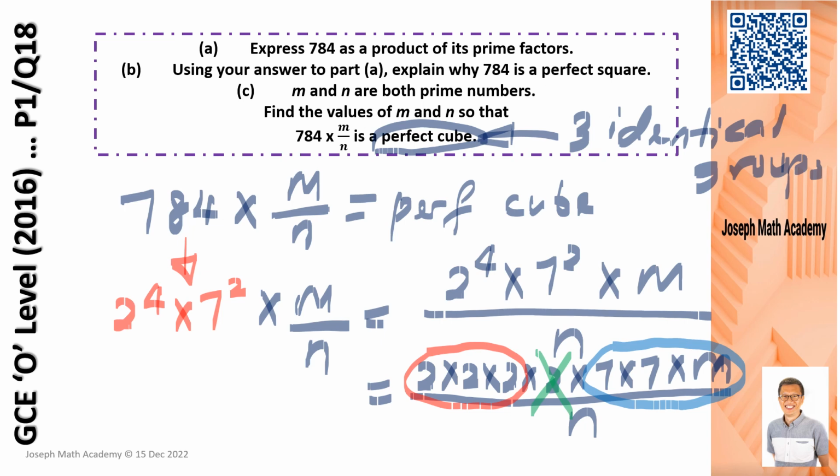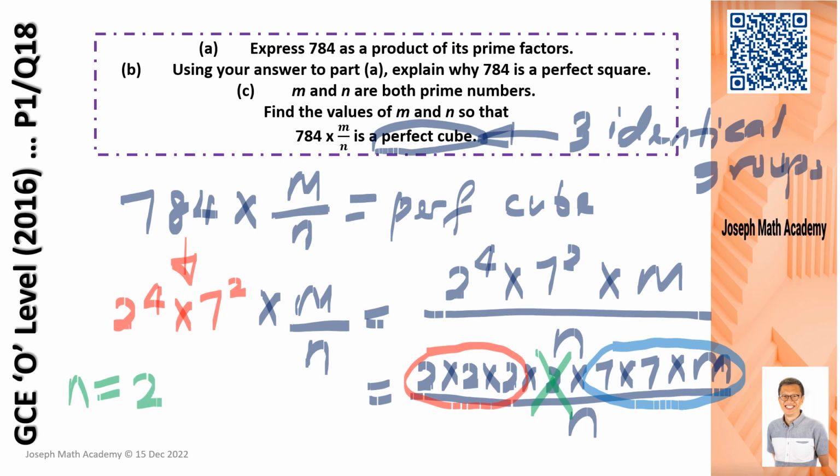So to get rid of these 2, we need to do the reverse of 2. That means we have to divide the expression by 2. Then 2 will be cancelled out. Okay? 2 will be removed. Meaning n has to be a 2.